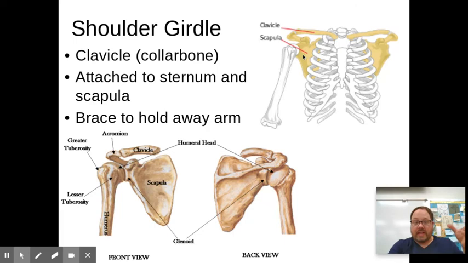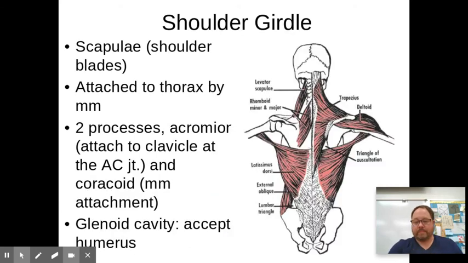The only thing that actually holds your shoulder girdle to the trunk of your body is the clavicle. The clavicle is that one bone that sort of braces the scapula and holds it away from the body, and then it attaches to the sternum. So you can feel sort of the sternoclavicular joint where your clavicle attaches to your sternum.